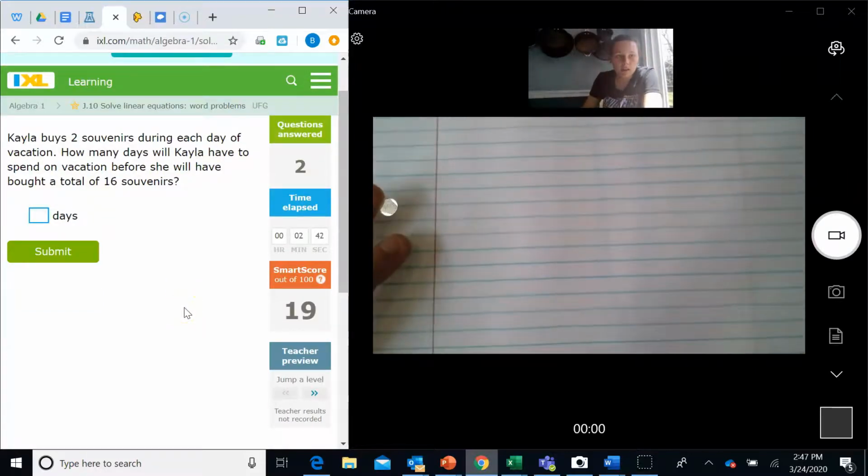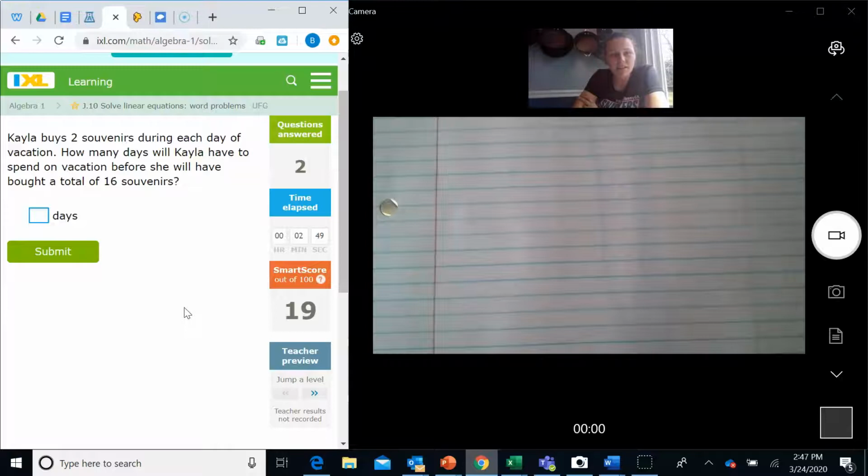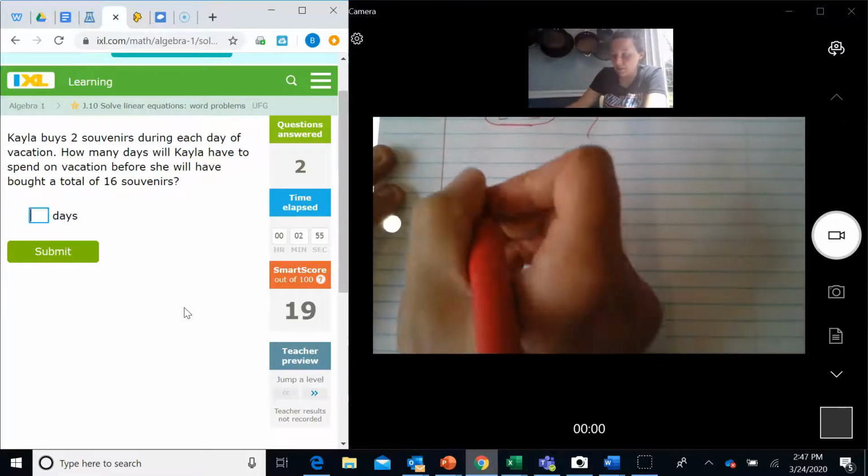Okay. Kayla buys 2 souvenirs during each day of vacation. How many days will Kayla have to spend on vacation before she has bought a total of 16 souvenirs? This looks an awful lot like the first problem we did.